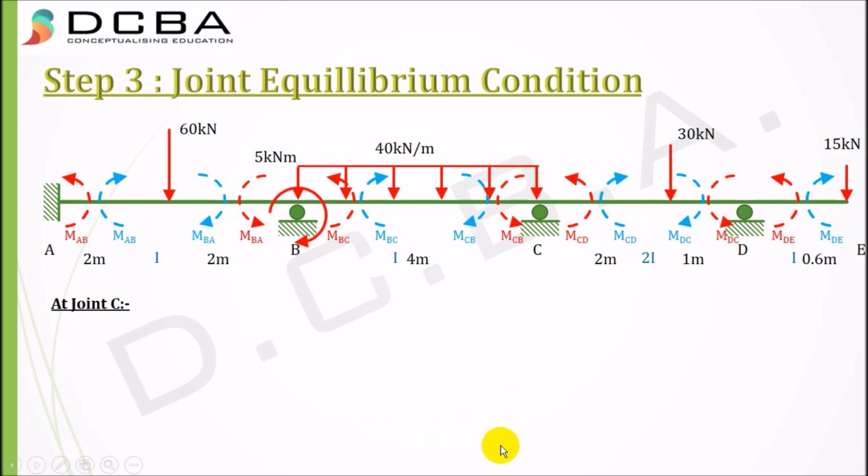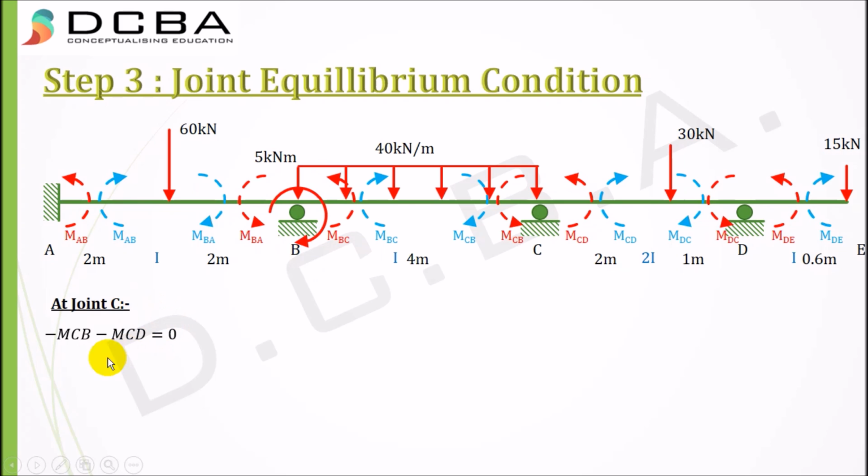Now at joint C, what happens at joint C? Minus MCB minus MCD equal to 0. Okay, simple equation. Minus MCB minus MCD, because both are anticlockwise and there is no forced moment acting, unlike in the previous case, where at joint B there was this 5 kilonewton meter moment. But here there is nothing, so it is equal to 0.